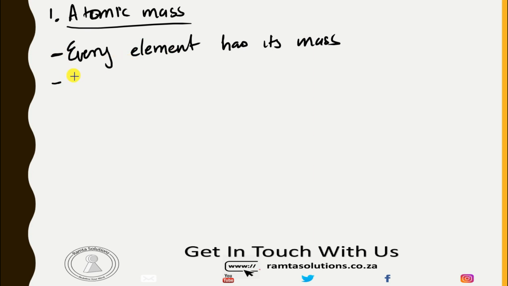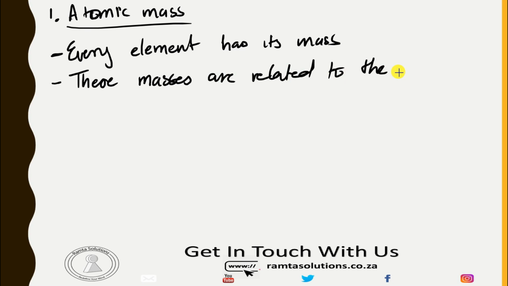These masses, because we're now referring to all elements, are related to the mass of carbon 12. Let me write that down. They are related to the mass of carbon 12. So basically, this carbon 12 is your standard mass, meaning that all other masses are determined based on this.